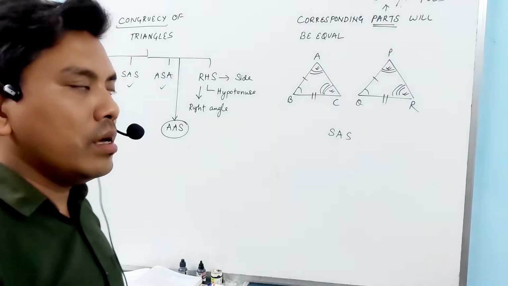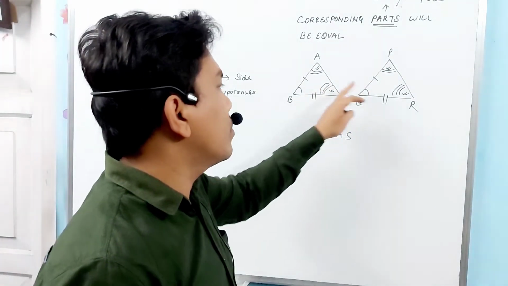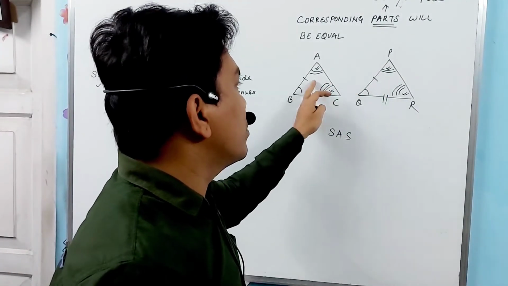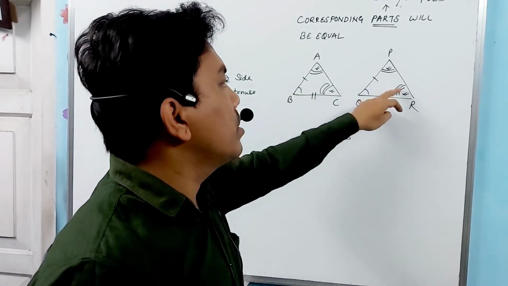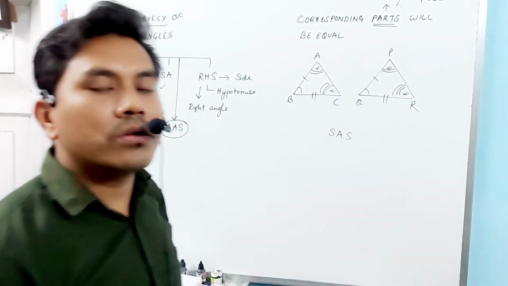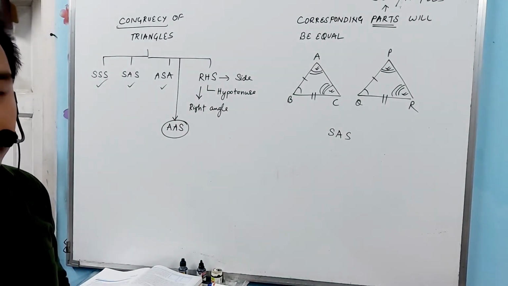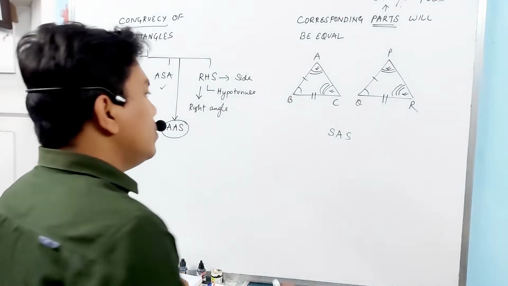Understood? Is it clear? So, these two triangles will be congruent. When these two triangles are congruent, then the remaining angles will also be equal. The corresponding angles also will be equal. Is it clear? Alright.